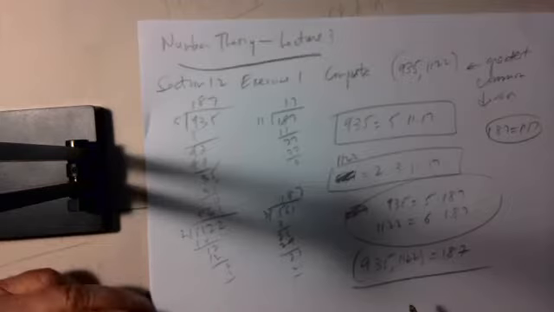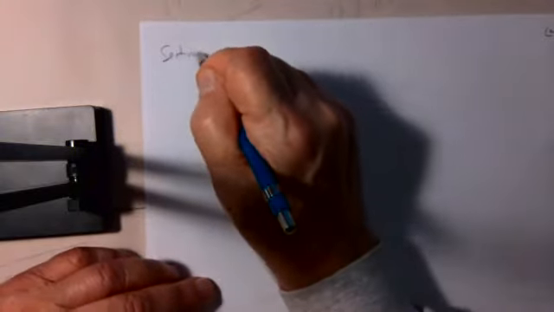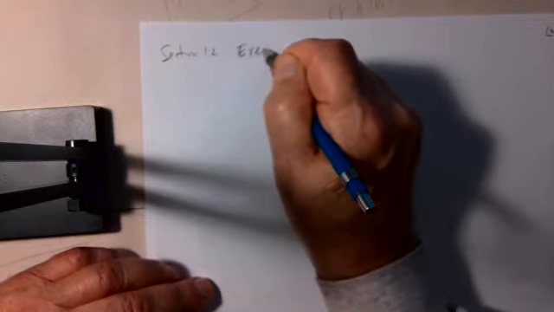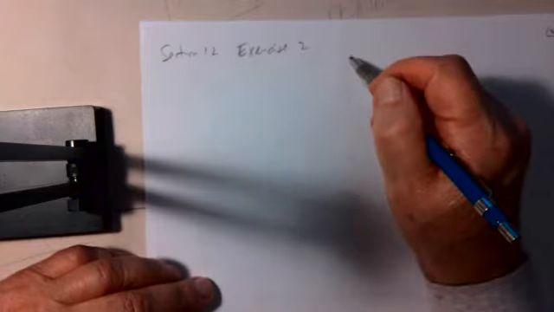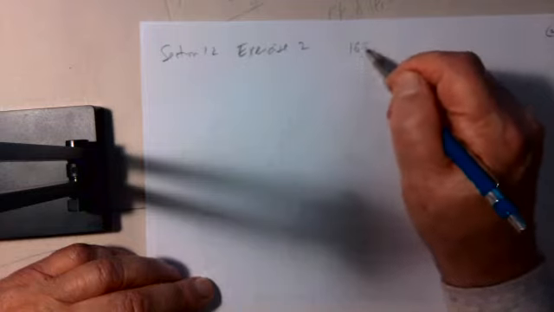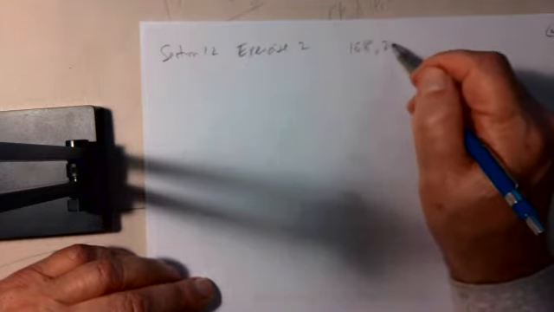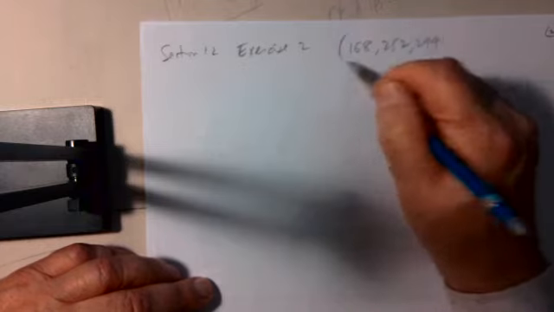So this is exercise 1. What about exercise 2? Let me keep doing some greatest common divisors. This is still section 1.2, exercise 2. And here we want to compute the greatest common divisor of 3 numbers: 168, 252, and 294.